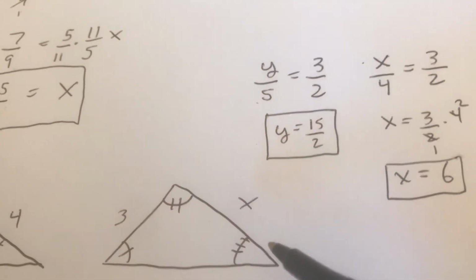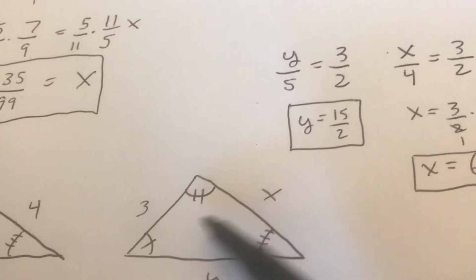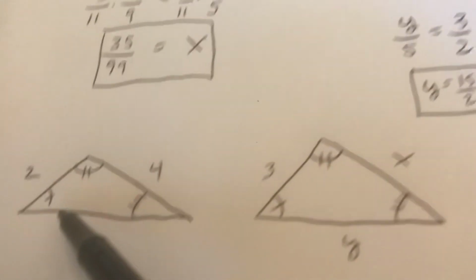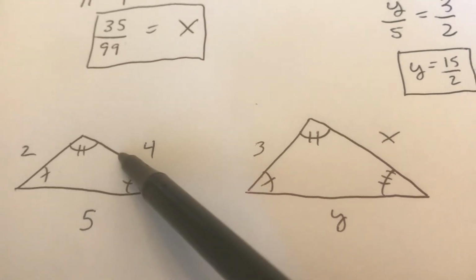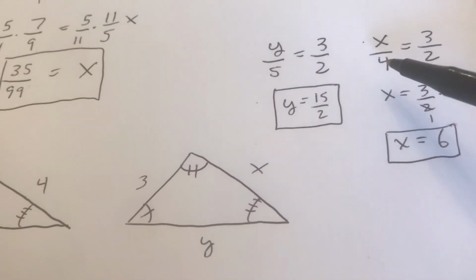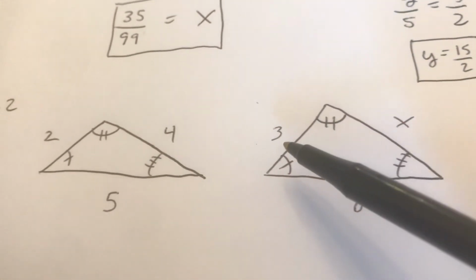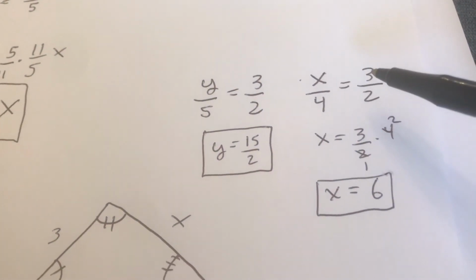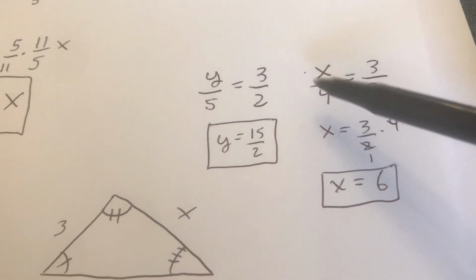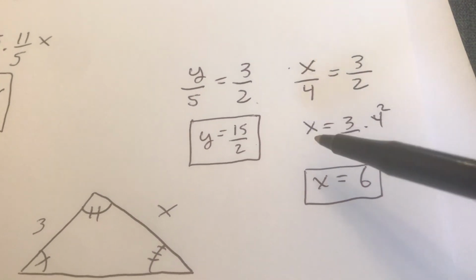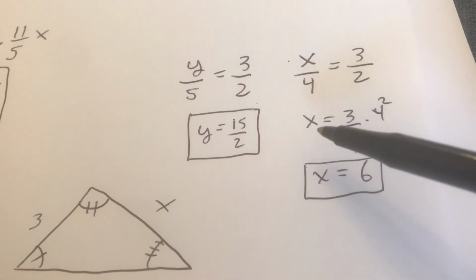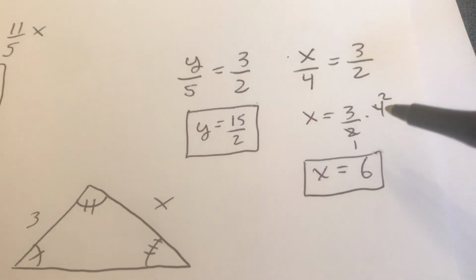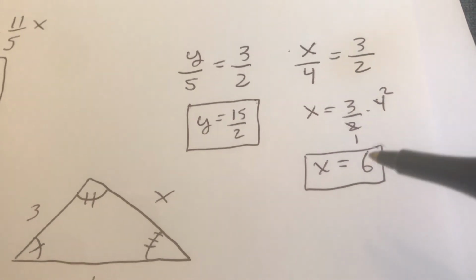Now the other ratio, I pick x, which is opposite the single tick mark. So I look in this triangle, 4 is opposite. So I go x is to 4, and then I can use the same proportion, 3 is to 2. x over 4 equals 3/2. Saxon would have you cross multiply, but if you just multiply both sides by 4, you get x by itself. The 2's cancel, so 3 times 2 is 6.